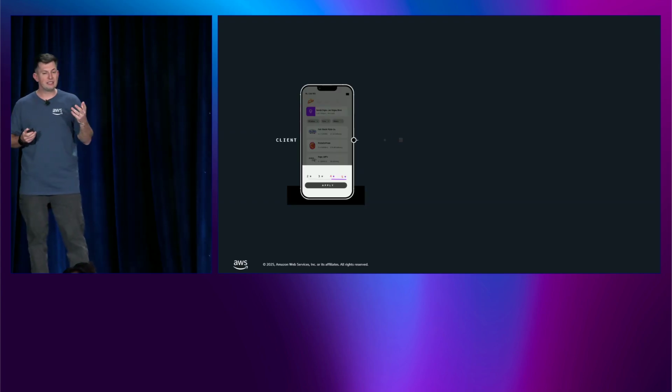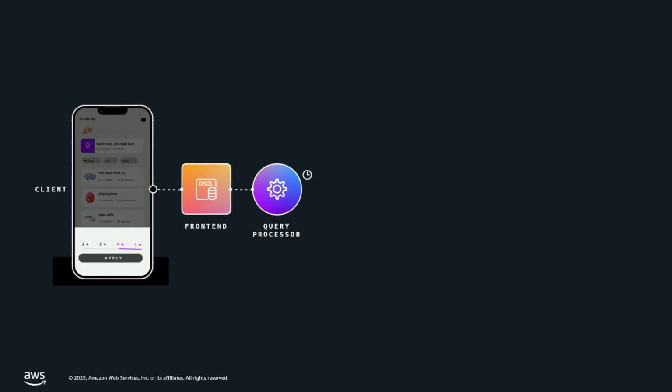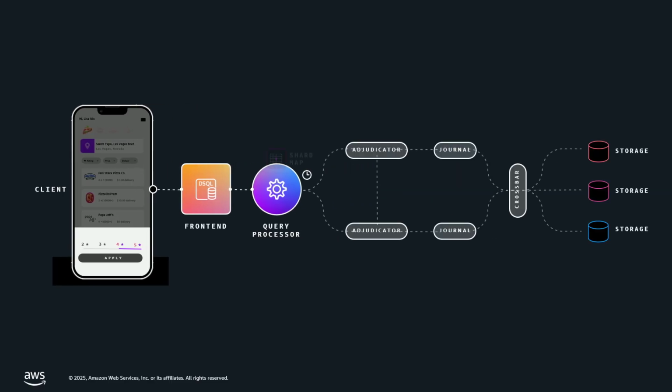So what happens behind the scenes? Your application makes the connection to the DSQL frontend. Frontend allocates the query processor and passes your statement to the query processor. Query processor reads the local clock and sets the transaction start time, tau start. Now your read-only transaction begins.